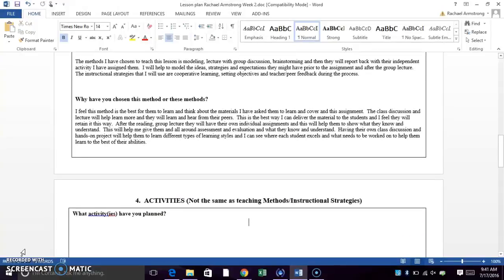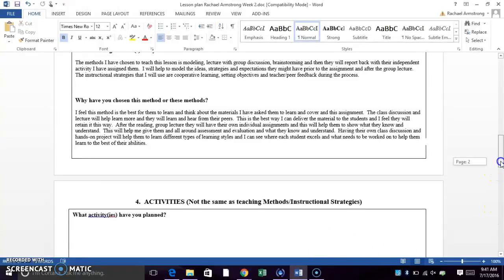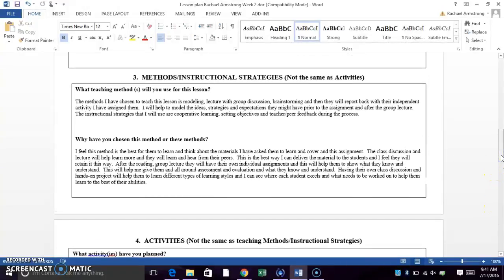Section 3 is the methods and instructional strategies. What teaching methods will I use for this lesson? The methods that I have chosen to teach this lesson are modeling, lecture with group discussion, brainstorming, and then they will report back with the independent activity I have assigned them.